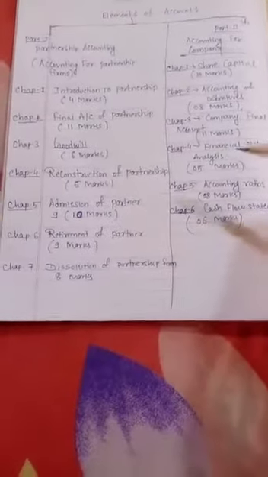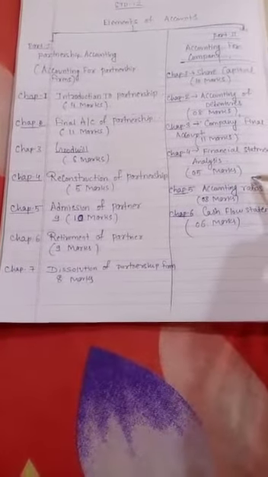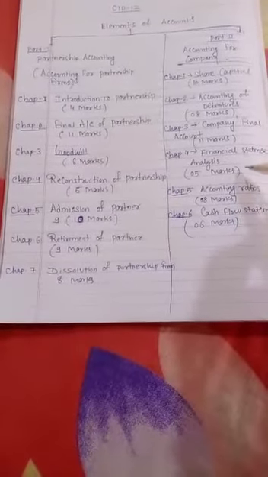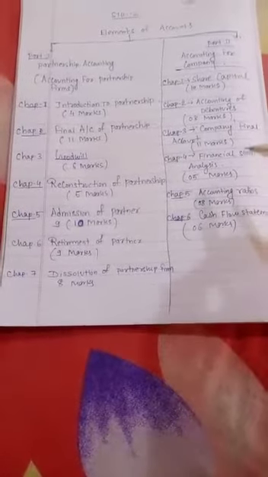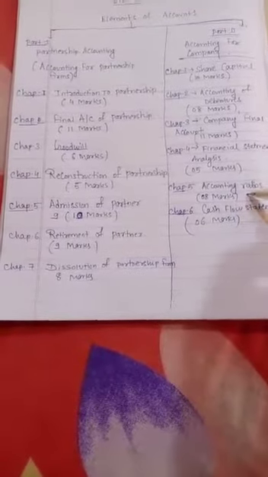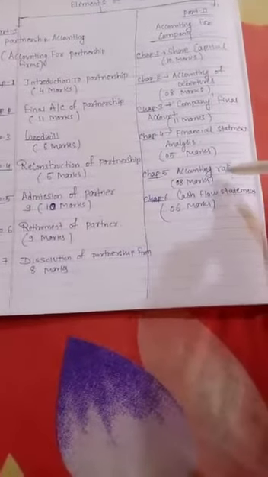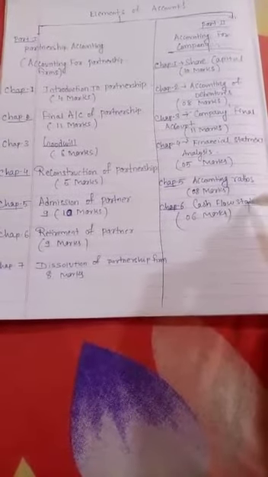Now friends, the next chapter is chapter number 4, Financial Statement Analysis. This chapter will be asked in 5 marks. Very small chapter and one of the easiest chapters in the entire accountancy. Chapter number 5, Accounting Ratio. This is also asked in 8 marks. Friends, one of the lengthiest chapters in part 2.